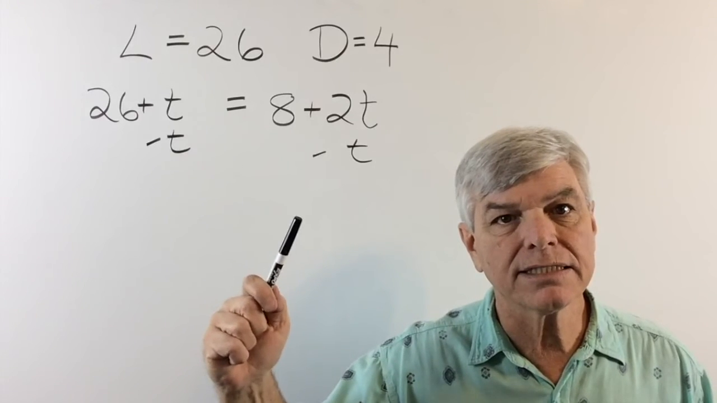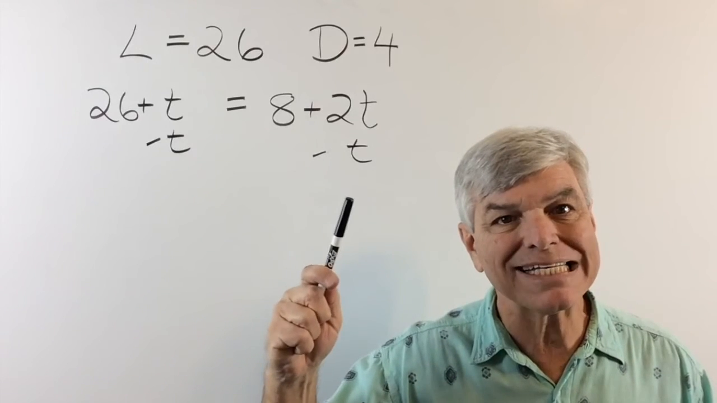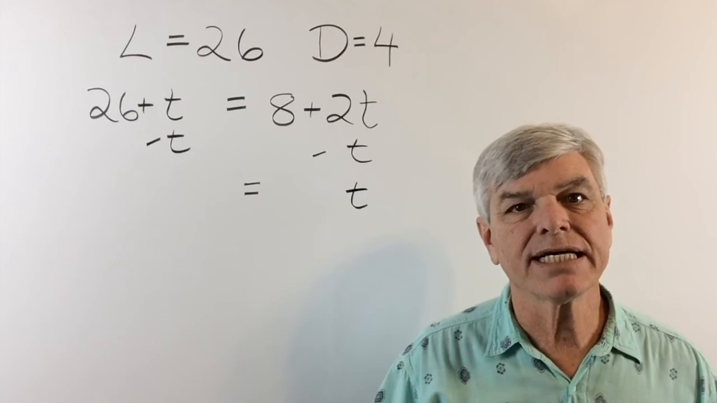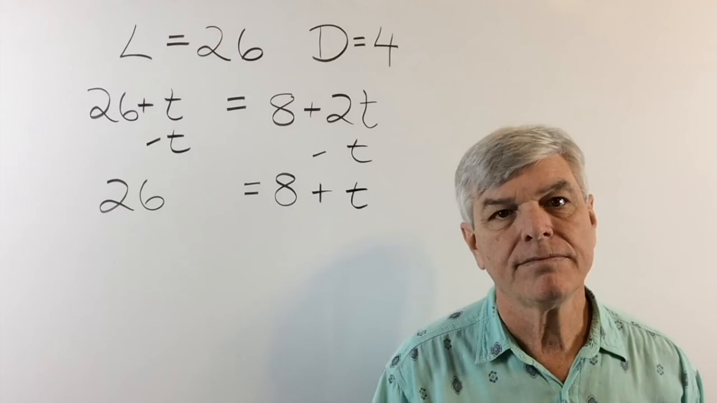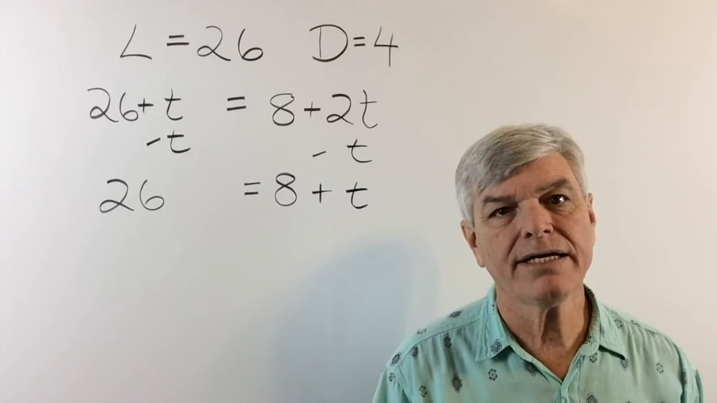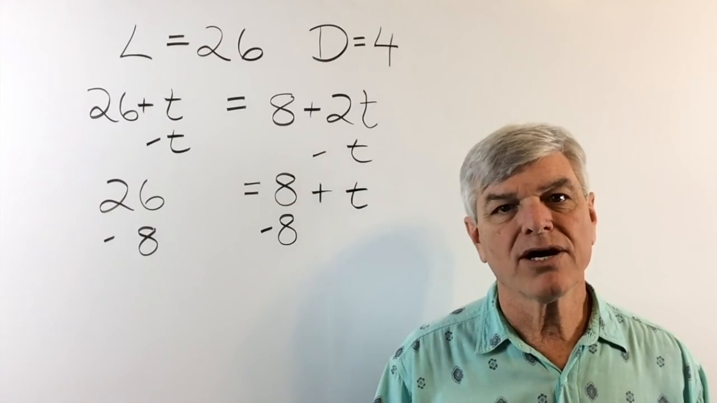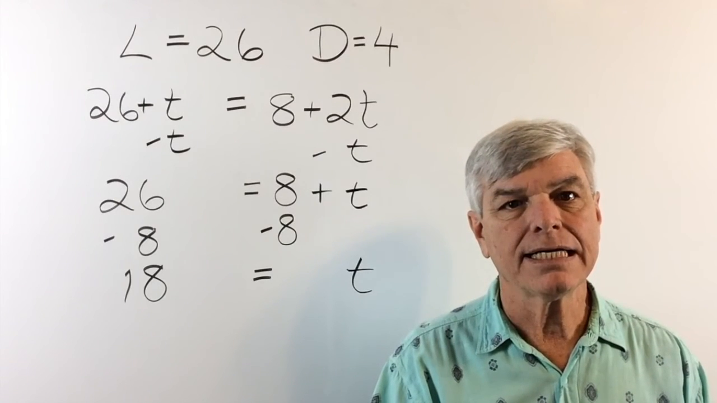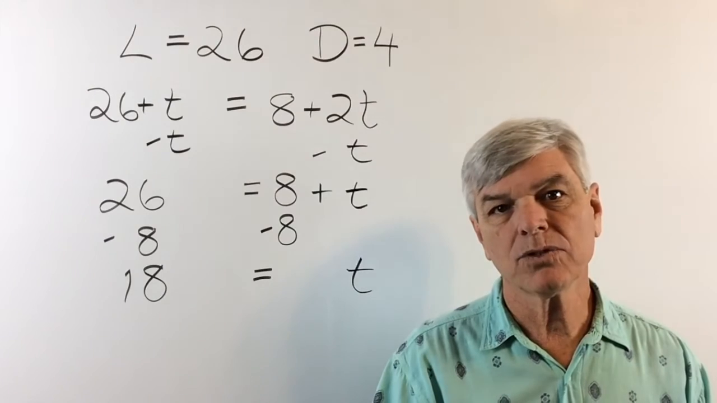T minus t is 0. 2t minus t is 1t, and let's bring everything else down. Let's isolate our t by moving the 8. Let's bring all that down. And t equals 18. So time equals 18.